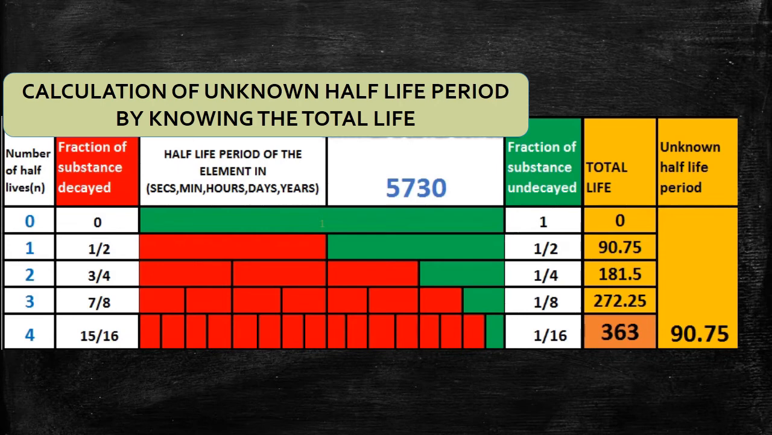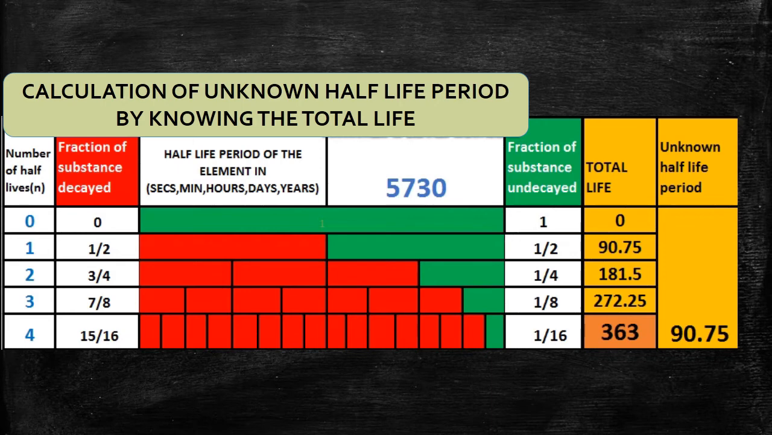Look at the bottom of the table. In the first half-life, that is n equal to 1, after 5730 years, half of the element is decayed. That's why this part is shown as red, and half of the remaining portion is not yet decayed. That's why this remaining half portion is given in green color. In the second half-life, 3/4 of the element is decayed, 1/4 of the element is not yet decayed.